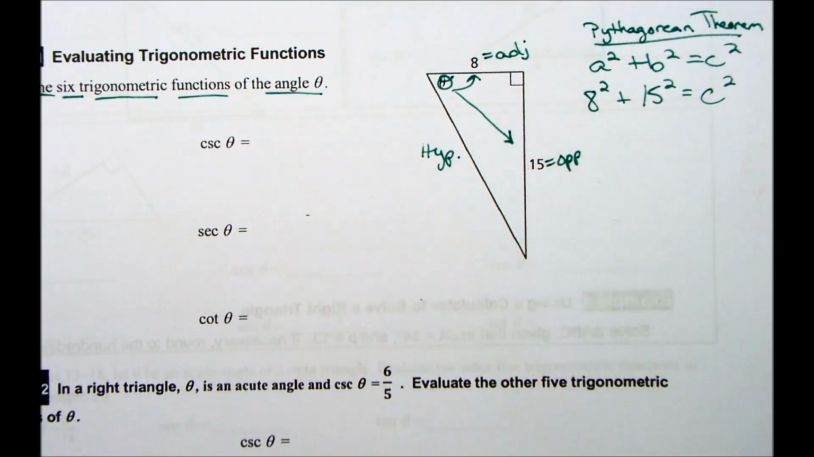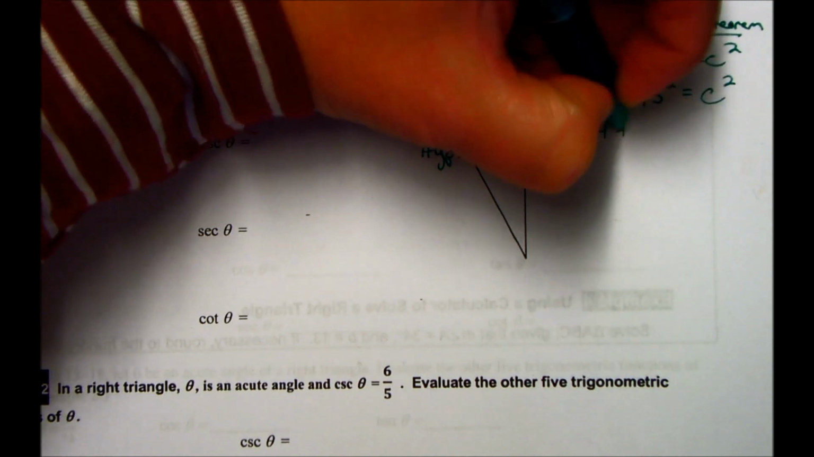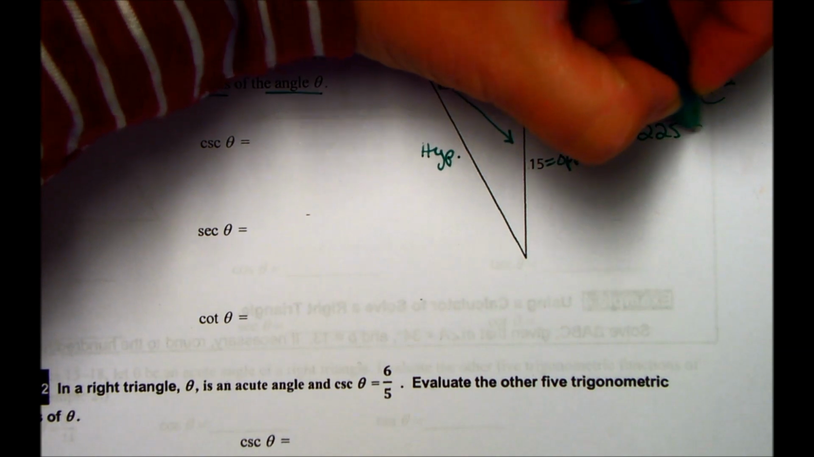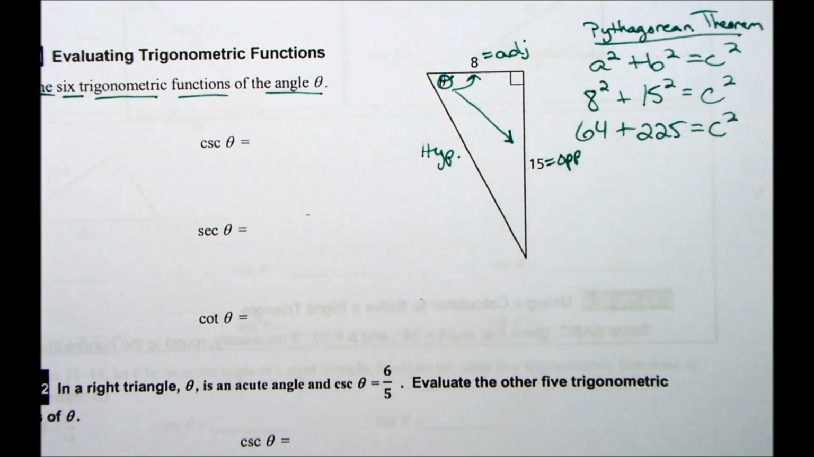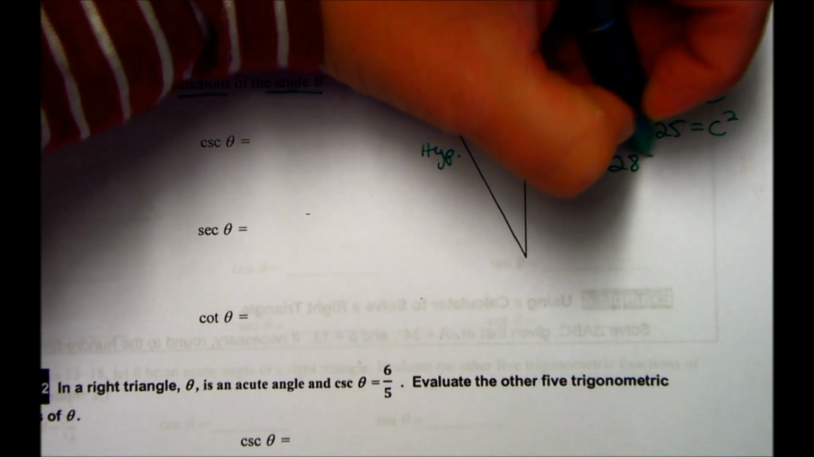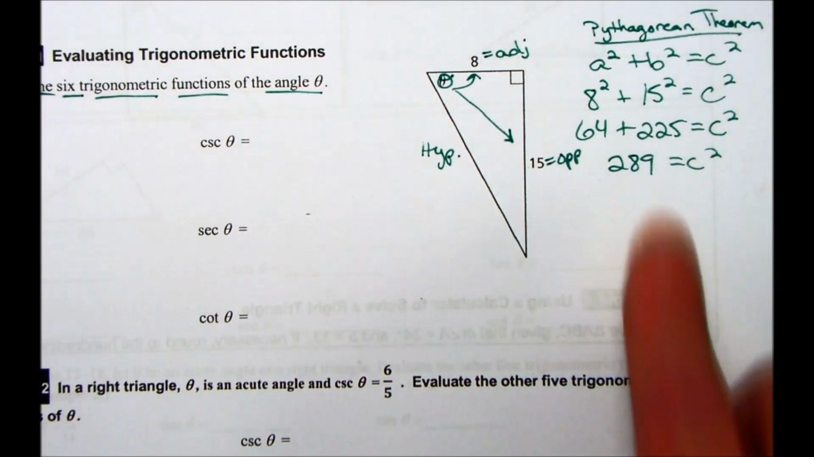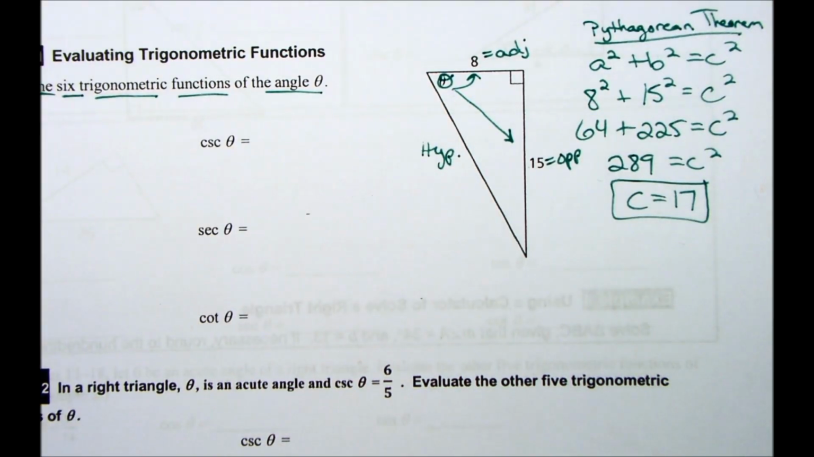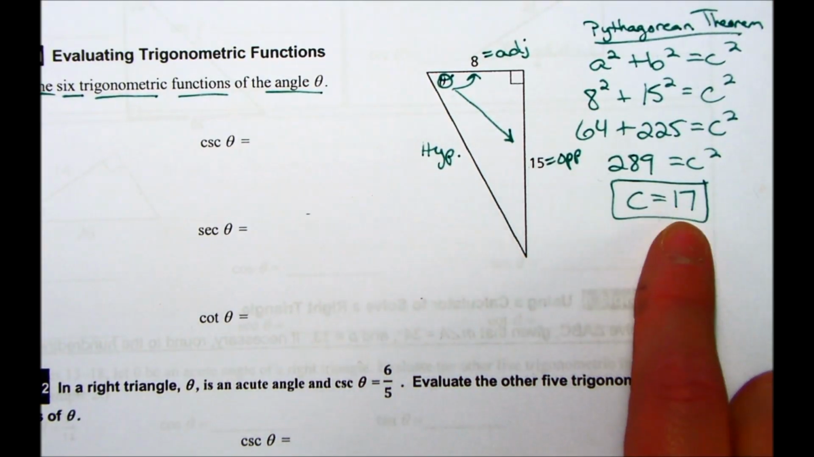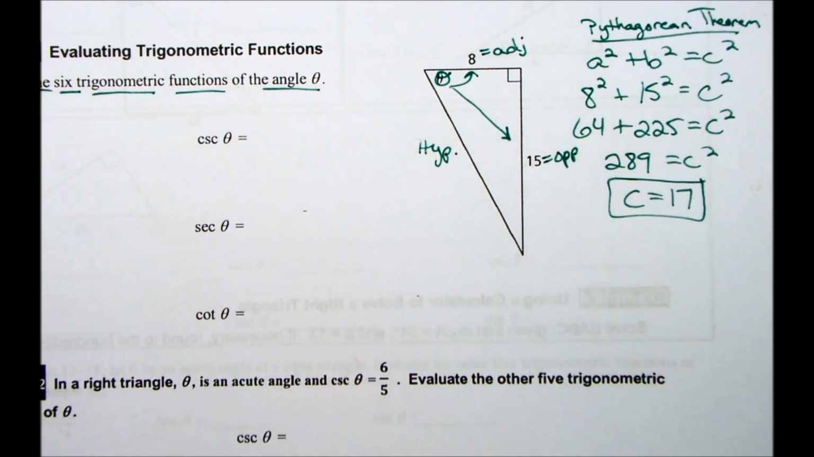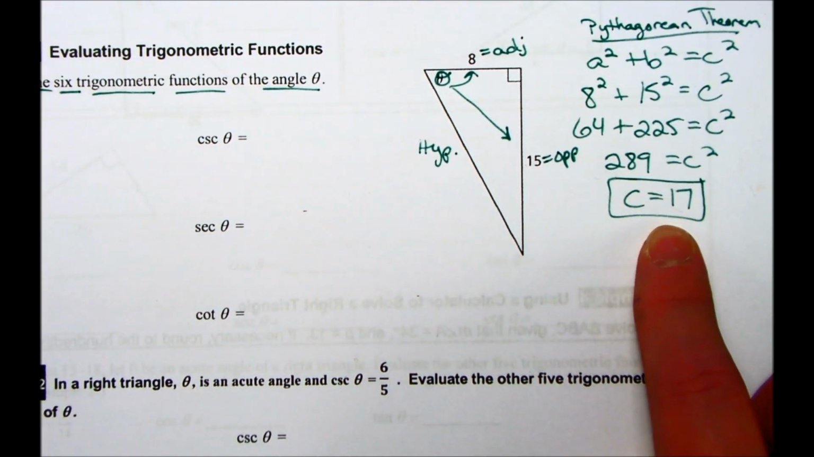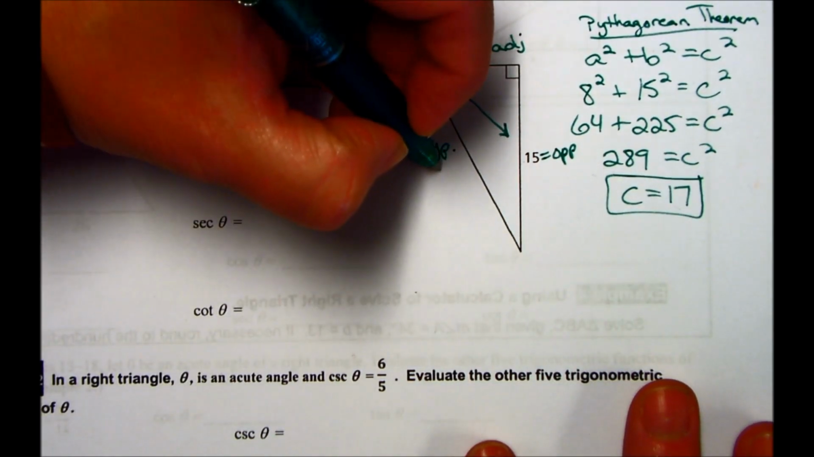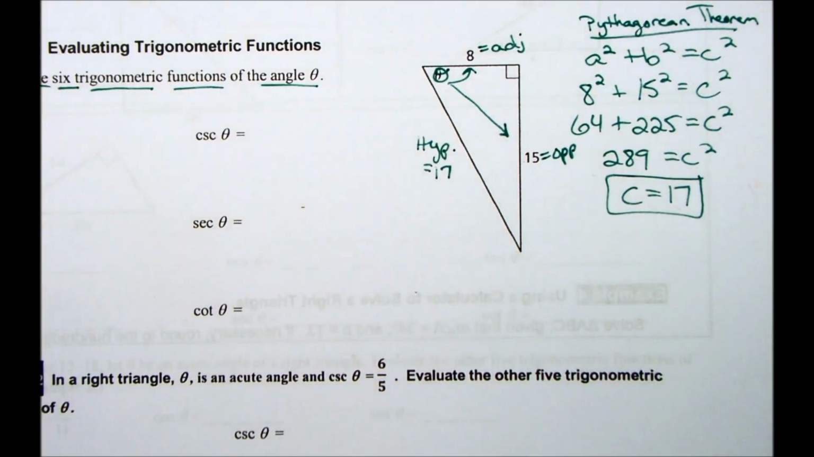So if I take my 8 and square it, I get 64, plus my 15 squared gives me 225. Add them together and you'll get 289 equals c squared. Then if you take the square root, you get c equals 17. We only take the positive square root because it's a length. Normally, if we were solving a square root equation, we would have a positive and a negative answer. However, because it's the length of the side of the triangle, it has to be positive. So your hypotenuse now is equal to 17.